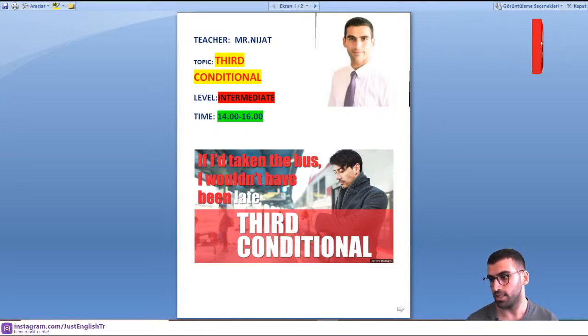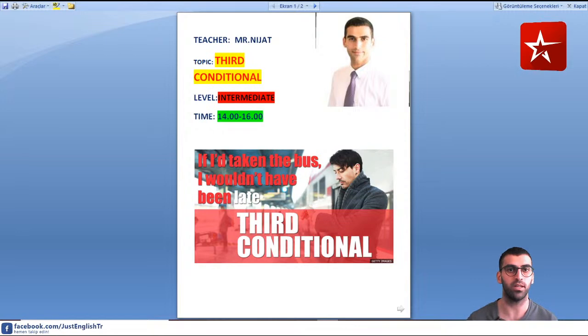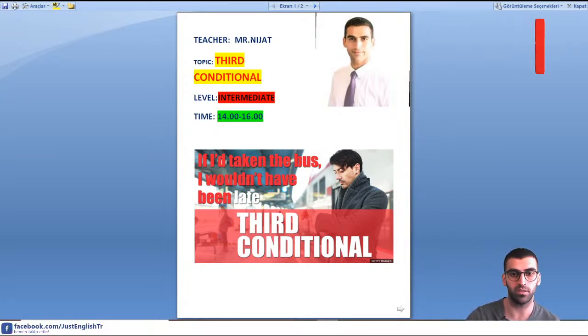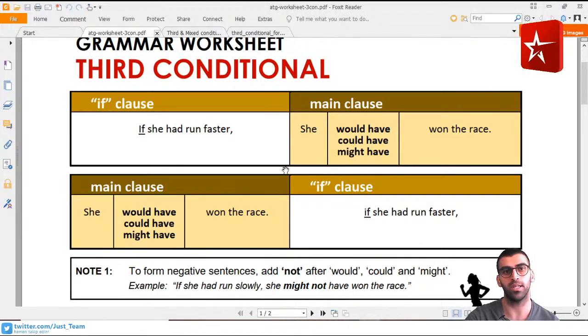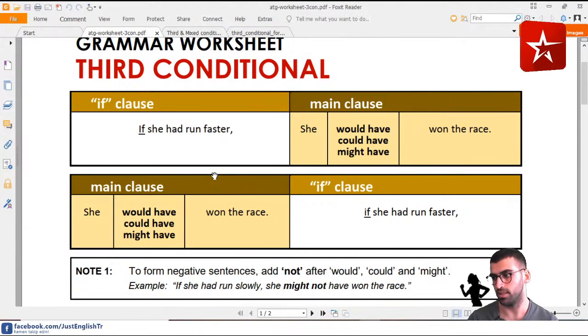All right, and I'm going to continue with the second part. I'm Nijat here again, and today's lesson is about the third conditional for intermediate level students. We have the second part of today's lesson left, and we will continue with the third conditional and exercises related to this part.